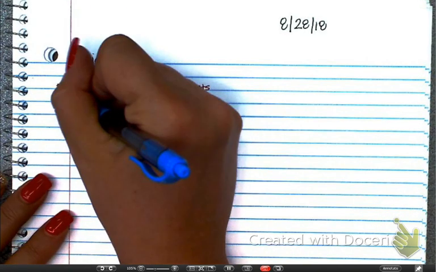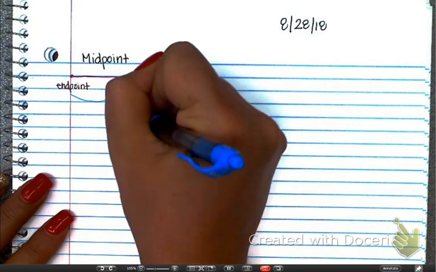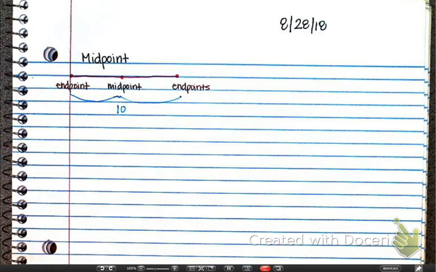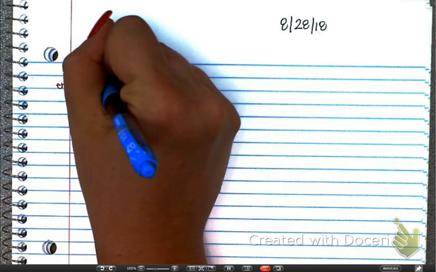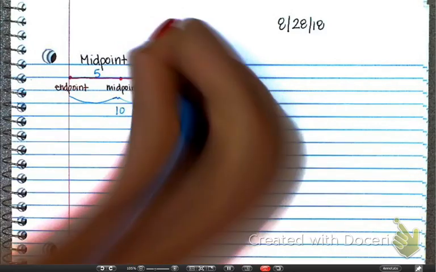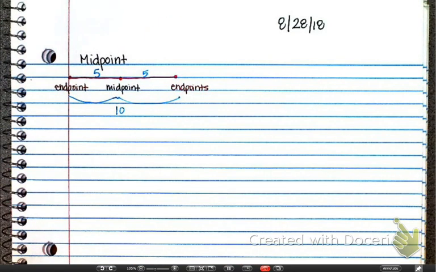Now, if I tell you the entire length of that segment is 10, for instance, could you tell me the distance from the endpoint to the midpoint? It's 5. On both sides, right? Because they're the same. The midpoint is the same distance from either of the 2 endpoints. Do you agree with that? Okay. Now, we're going to use the midpoint formula.